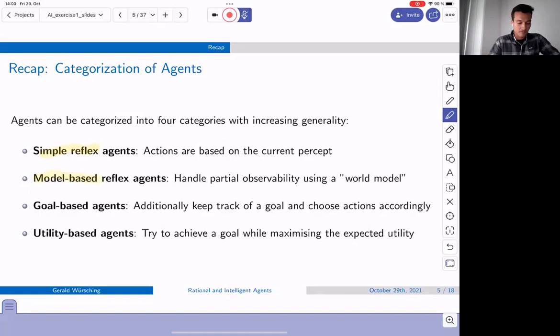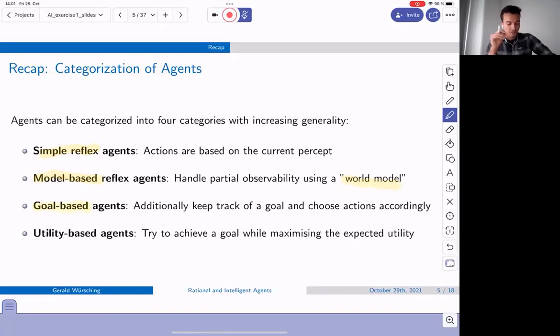Then a model-based reflex agent is an extension of that. So the problem with simple reflex agents is if the environment is just partially observable, then simple reflex agents don't perform very well. Or basically they can't handle that at all. And model-based reflex agents handle partial observability by introducing a so-called world model. And this world model does some kind of estimation of the environment. So we estimate the stuff in the environment that we cannot observe.